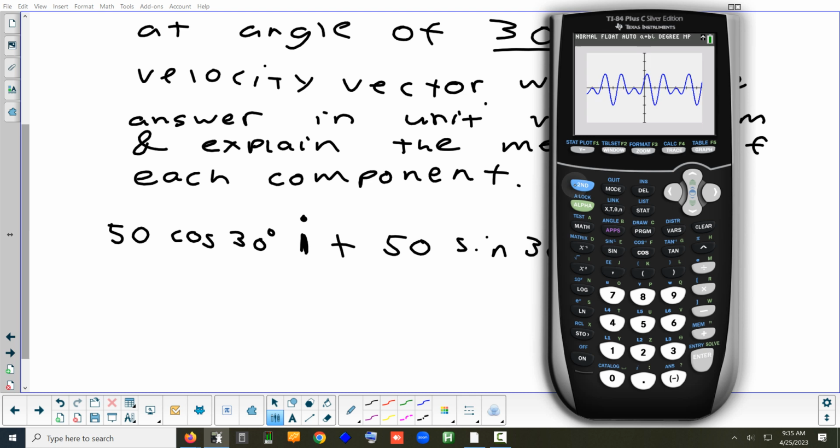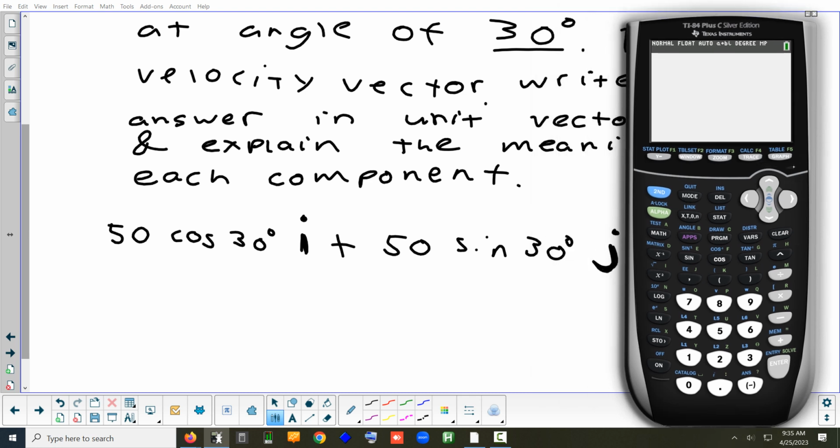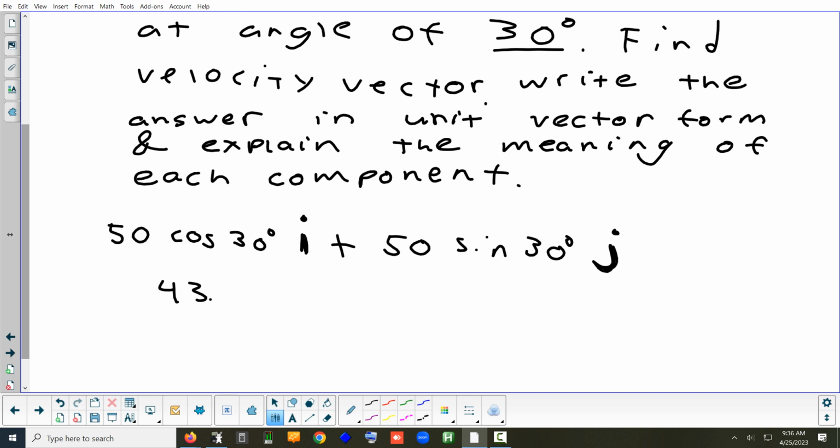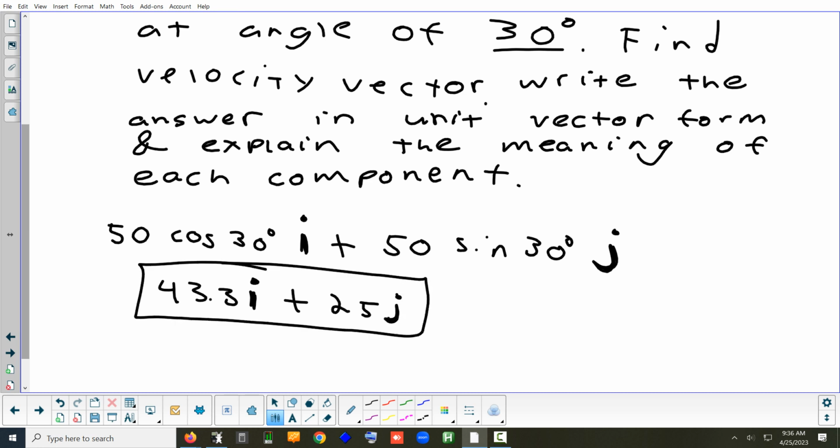We're just going to round things off to 2 decimal places. Anytime I use sine and cosine, what should I always check first? If you're in degrees or radians. Right. I need to be in degrees because the angle they gave me was in degrees. I'm in degrees, so that's fine. So 50 cosine 30 and 50 sine 30. So 43.3i plus 25j. That's the velocity vector.